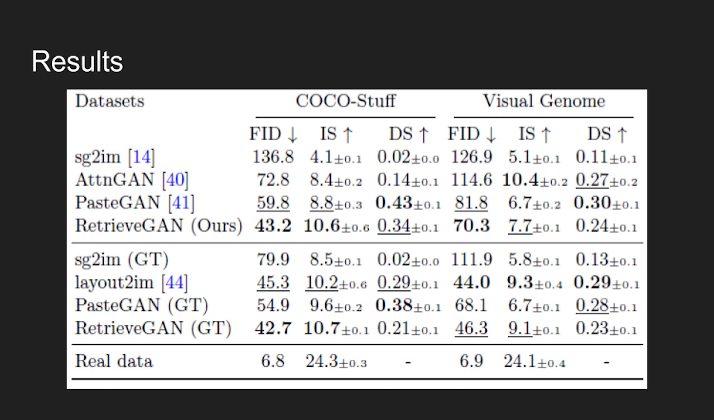The table shows evaluation of the model on COCO-Stuff and Visual Genome datasets. The evaluation metrics used are Fréchet Inception Distance, Inception Score, and diversity score metrics. Note that the RetrieveGAN model has similar performance in both settings on the COCO-Stuff dataset, but has significant improvement using ground truth bounding boxes on the Visual Genome dataset. The authors state that the reason for the inferior performance on the Visual Genome dataset is due to the existence of objects with no relationship with other objects.